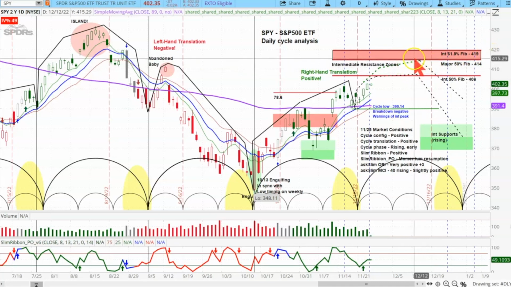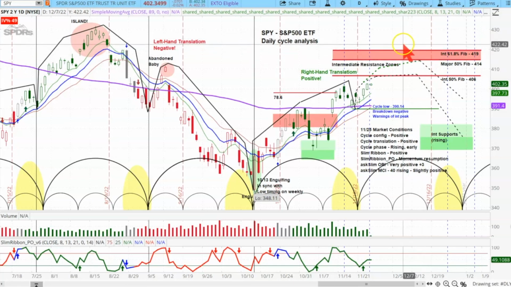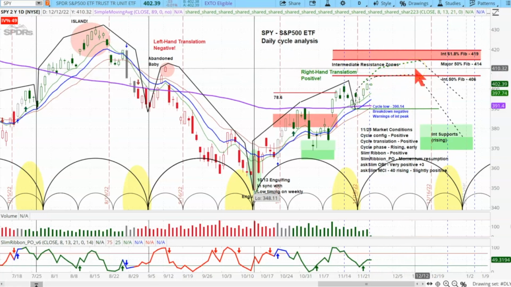This decline, this peak in December is very important. There is a VIX low expected right over here, and that means that in the next couple of weeks, we expect the VIX to bottom and then to be moving up. That would give you the stock market peak.